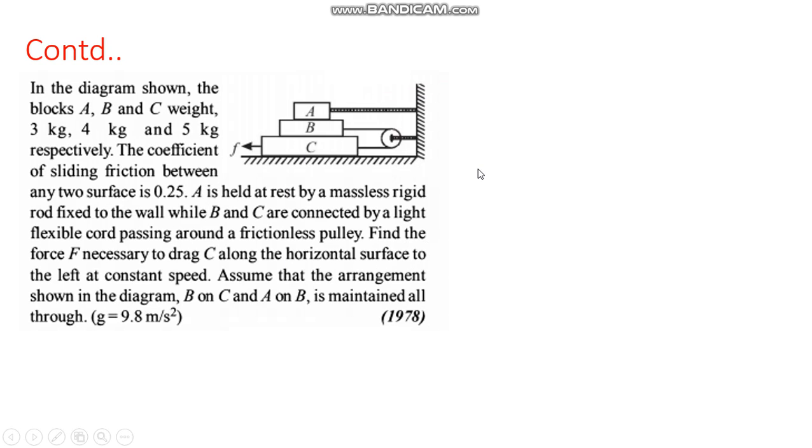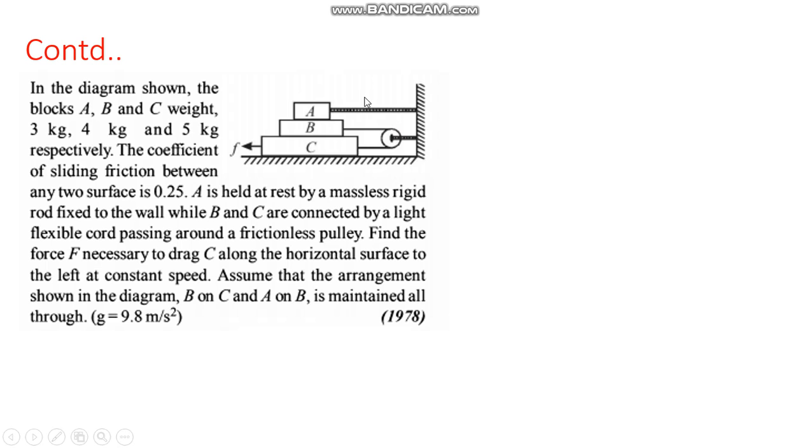So in this question, it's a block on block type of question. In the diagram shown, the blocks A, B, C weigh 3, 4, 5 kg respectively. The coefficient of sliding friction between any two surfaces is 0.25. That means between B and C, between C and the ground, between any two surfaces. A is held at rest.